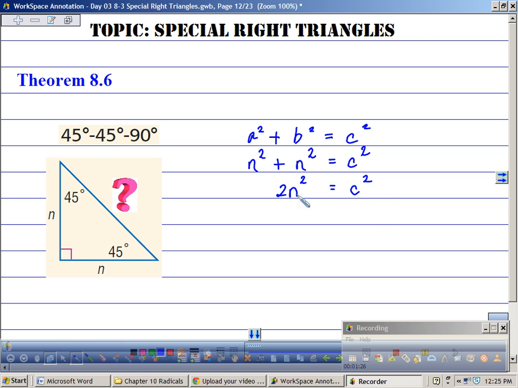What do I normally do when I have squares on both sides and I'm trying to solve? I do the inverse, which is take the square root. Okay, so 2 isn't a square, but n squared is, so I get to send the n outside of the square root, correct? Because they're inverses. So n times the square root of 2 equals c.